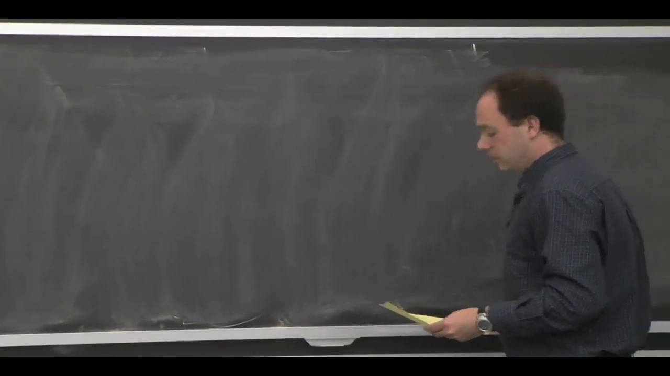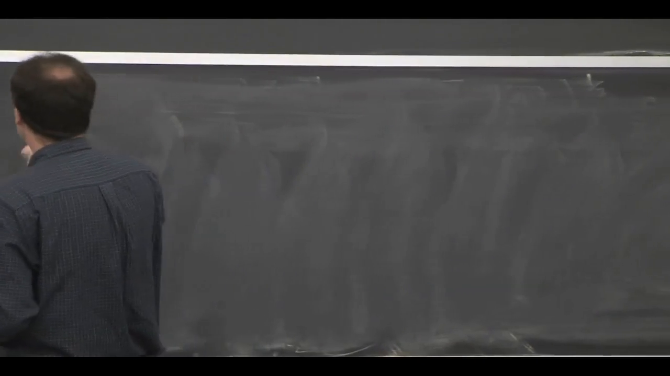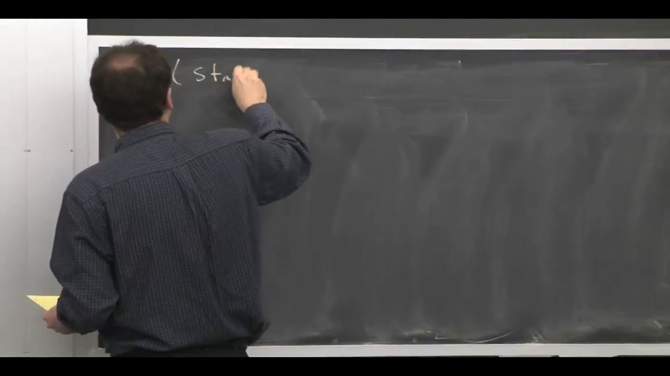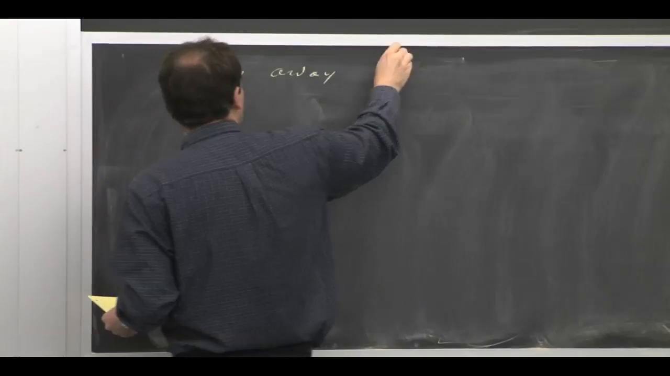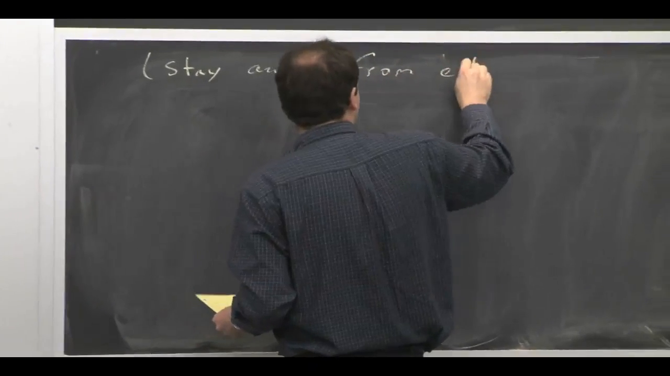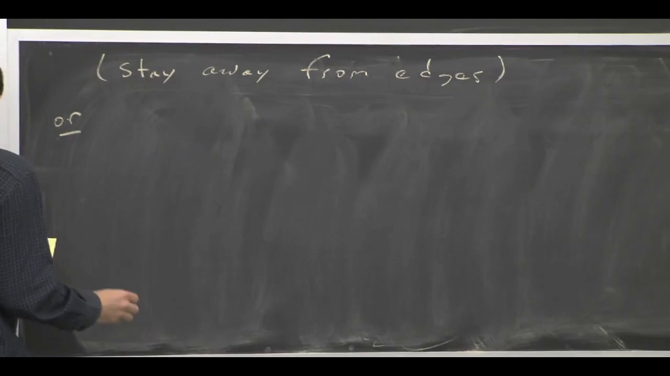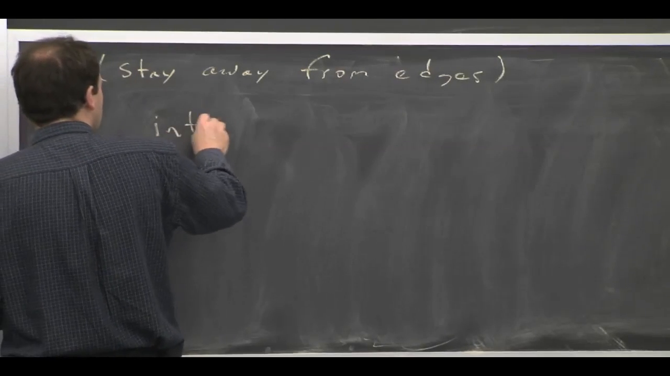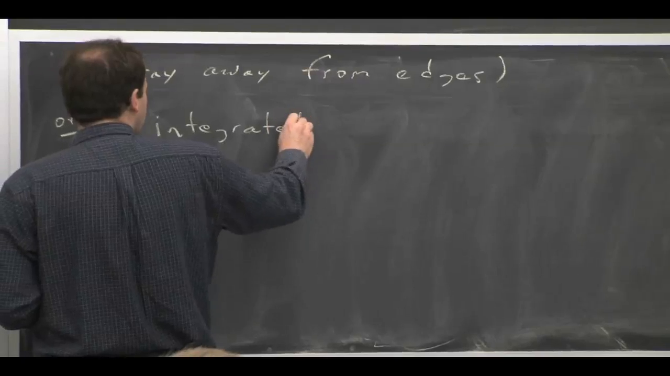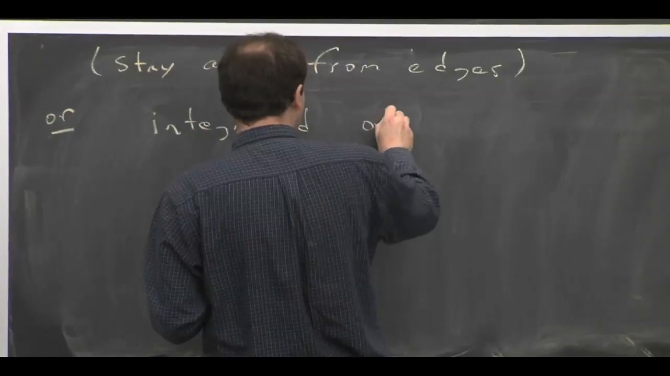And it's a little more powerful than that. So stay away from edges. Or there's another way of thinking about it, and that is that you can integrate over regions of the Dalitz plane for the phase space variables.